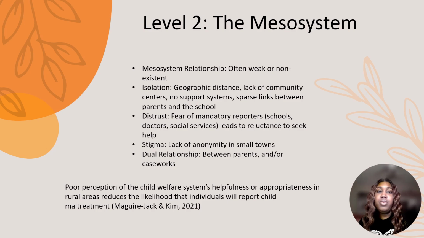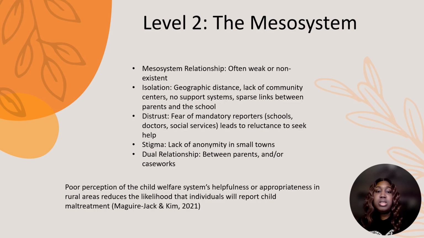So key influences or risk of child abuse at level two, the mesosystem, would be that the mesosystem relationship is often weak or non-existent. This would mean that the parents do not have a good relationship with the school. The family is often isolated, and there's a geographic distance between receiving services. There's a lack of community centers. The family has no support systems. And again, there is a sparse link between parents and school.